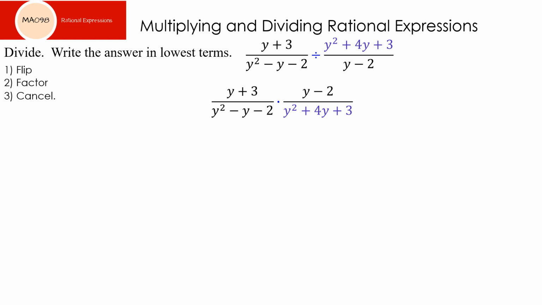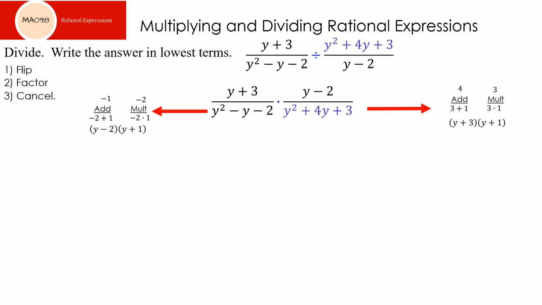Now we get to factor. For this one, we have to multiply to negative 2 and add to negative 1. It turns out to be y minus 2 times y plus 1. For this one, we have to multiply to 3 and add to 4. That gives us y plus 3 times y plus 1.